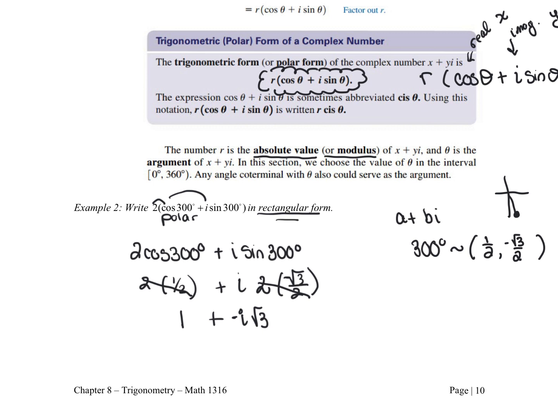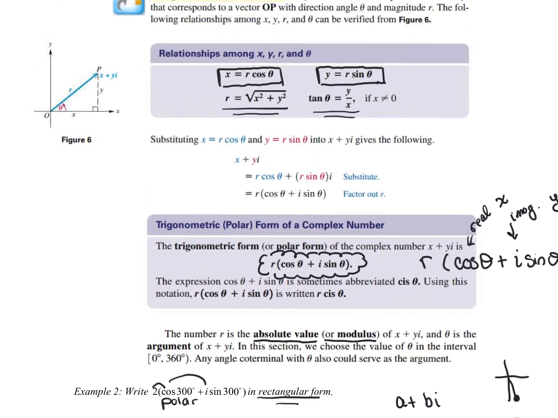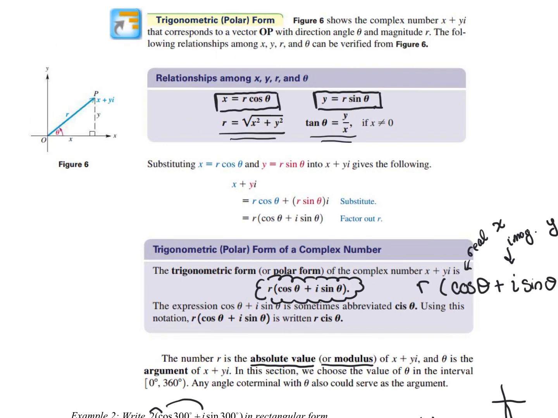Technically, that's in a plus bi form. You could also write it as 1 minus i root 3. But either one of these I will accept. And these are both in rectangular form. This gray box, the one at the top of the page, this box right here is going to keep being our friend.